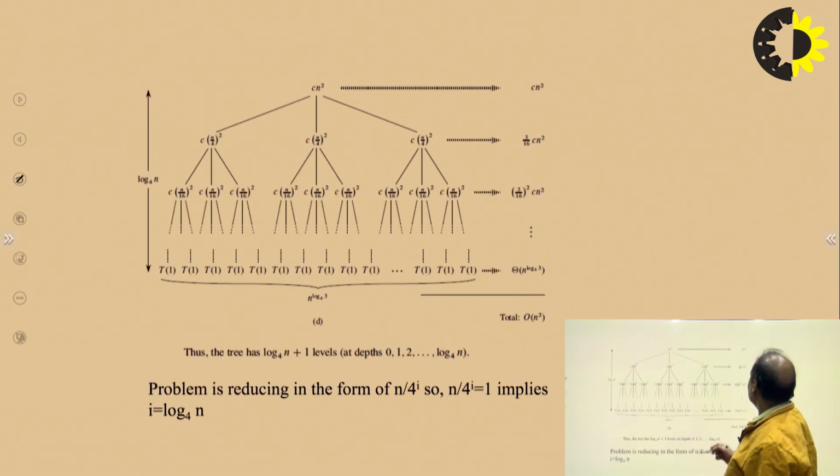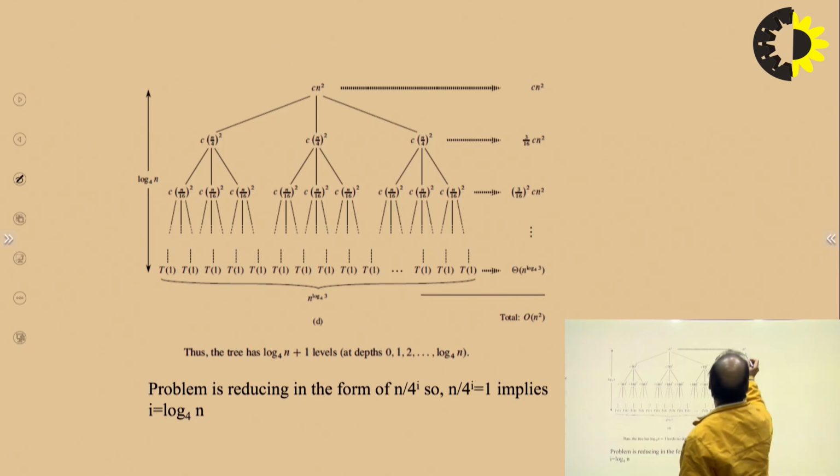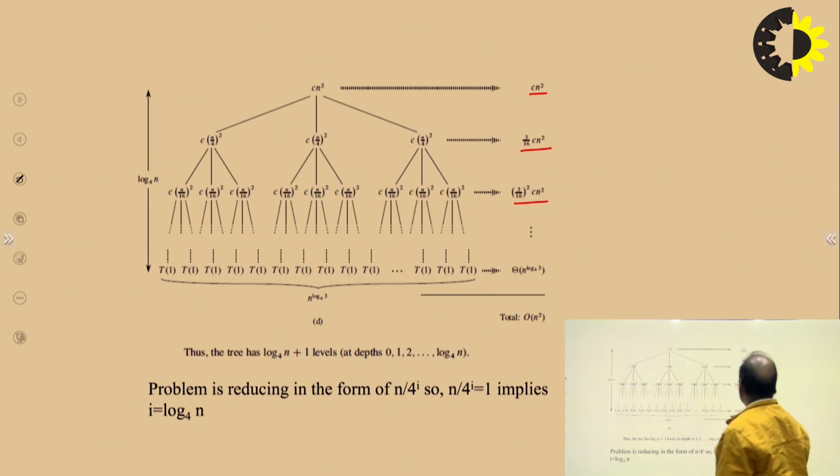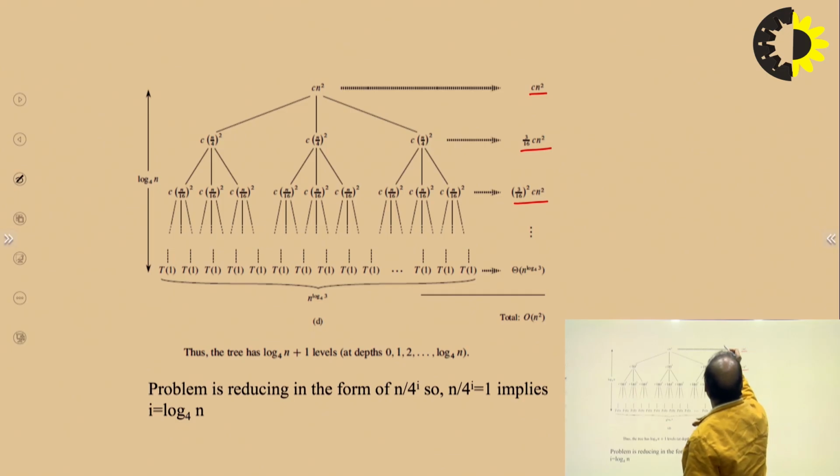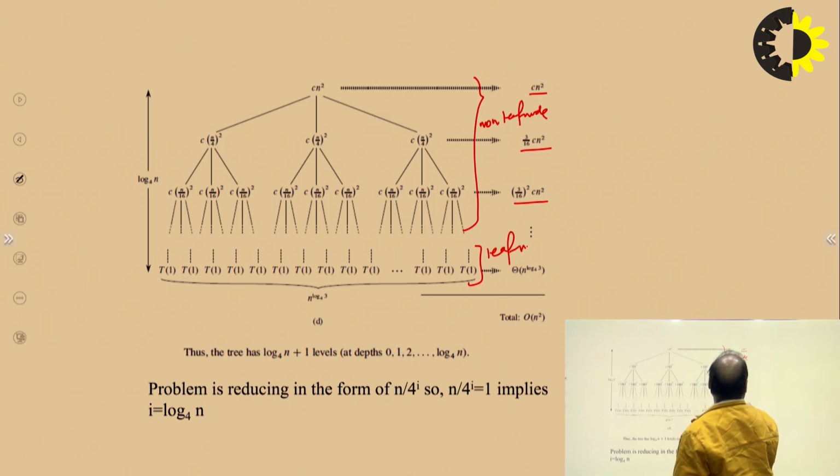So by doing this, we will see that the cost at the root level is cn², the cost at this level is 3/16 cn², and the cost at this level is (3/16)² cn². Keep adding them, and again the question is what the total cost will be here. You know, this is a non-leaf node, and this is a leaf node. This is a leaf node, and this is a non-leaf node.